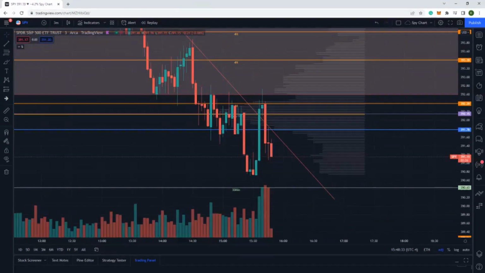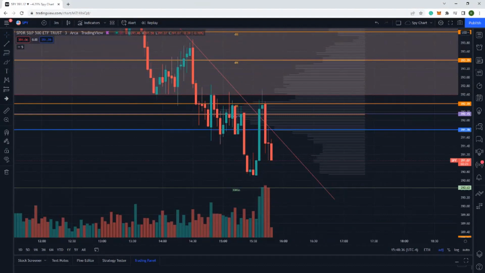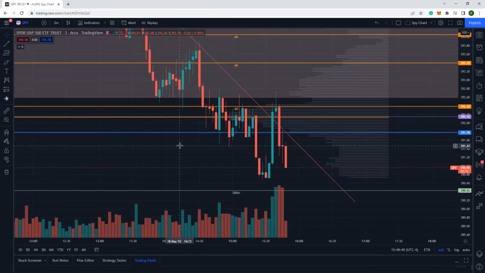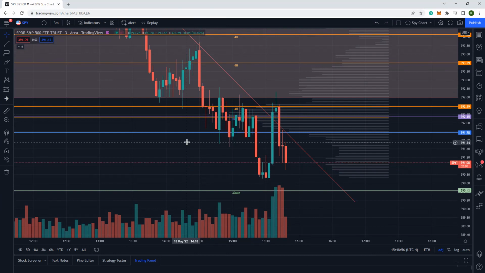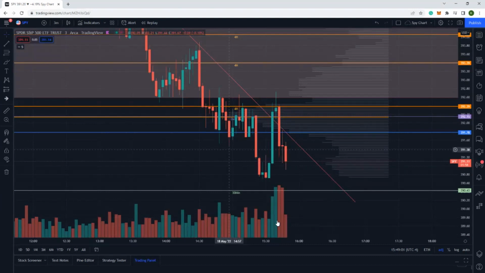So this training here is going to be a quick training on how to spot a single candle reversal. Very simply, you have to have two things up on your screen, right? You have to have your levels, and you have to have the volume profile or the volume bars at the bottom. You've got to be able to read the volume. I'm on a 3-minute chart here.